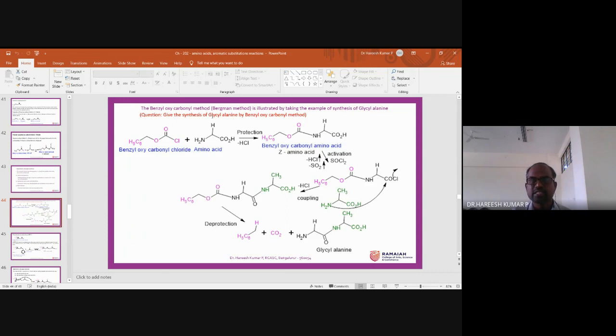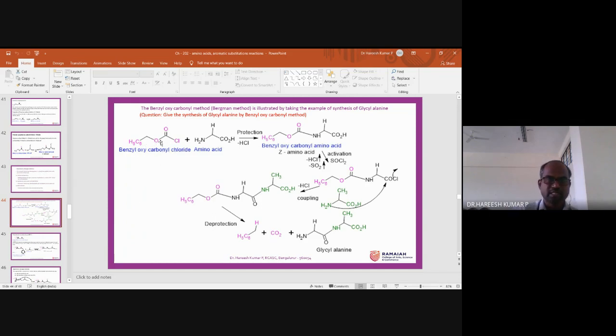Give the synthesis of glycyl alanine by employing the benzyl oxycarbonyl method. Otherwise, we can say this is the Bergman method, illustrated by taking the example of the synthesis of glycyl alanine. So here four steps are involved. Maybe you can look into that.